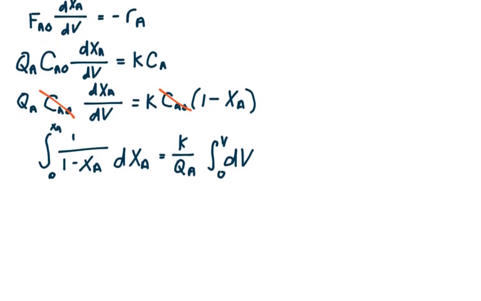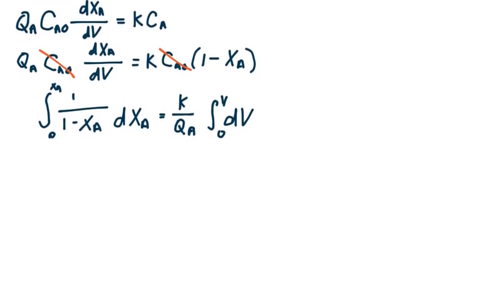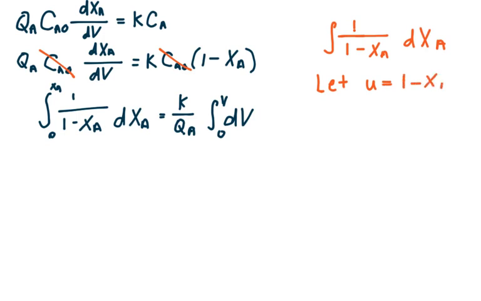Now, next we need to move on with integration. So you need to integrate 1 over 1 minus XA. Similarly, it will be very difficult for you to integrate it this way. So let's introduce a parameter U to be equal to 1 minus XA. With that, du will be equal to negative dXA. Put it back into the equation, you will get the integration of 1 over u, negative du.